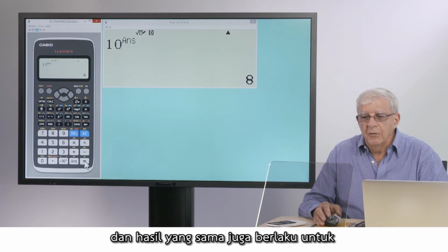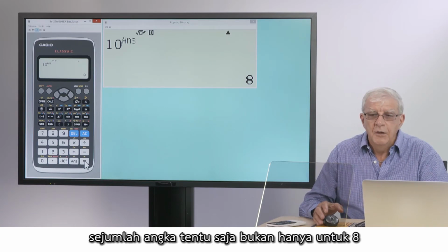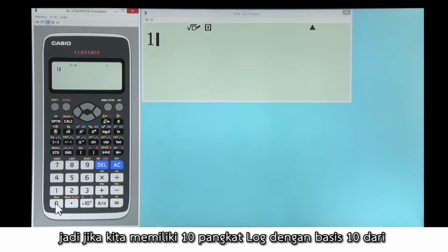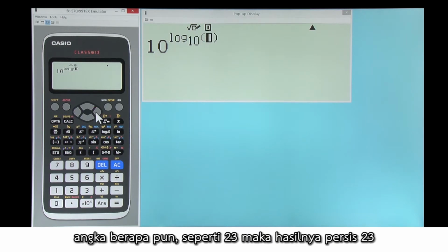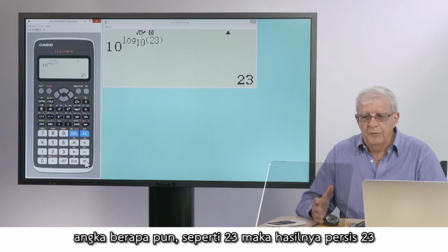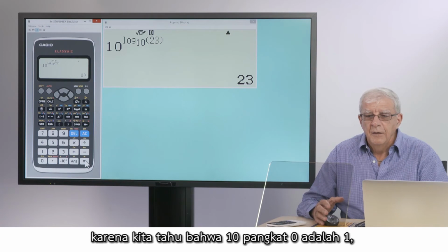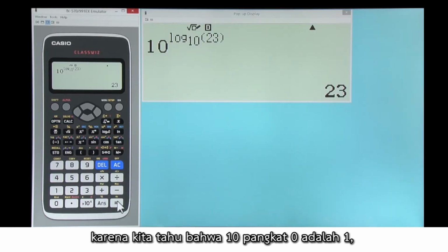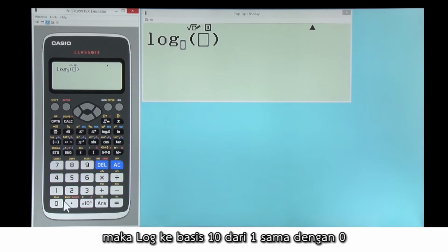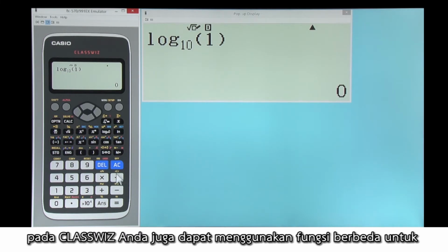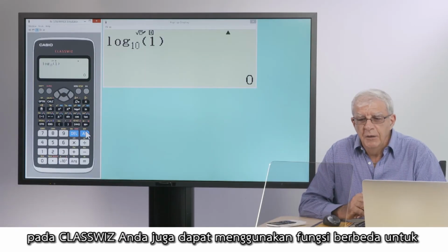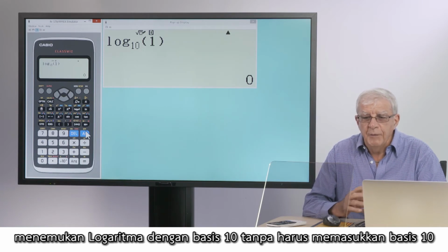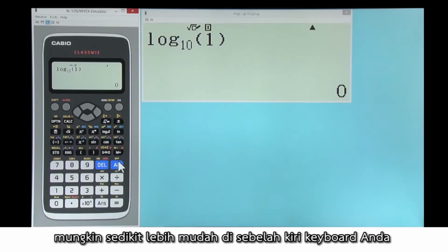And this same sort of result is true for any number, of course, not just for 8. So if we have 10 raised to the power log to the base 10 of any number, like 23, then the result is exactly 23. Since we know that 10 to the power 0 is 1, then the log to the base 10 of 1 will be 0. On ClassWiz you can also use a different function to find logarithms to base 10 without having to enter the base of 10, which is perhaps a little bit easier.